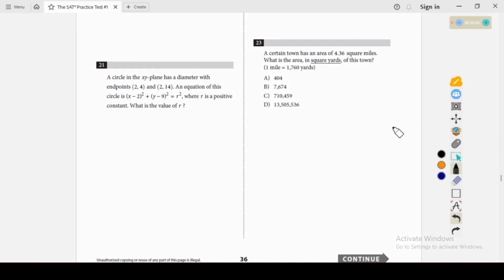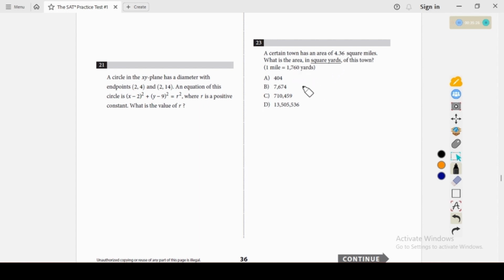In question number 23, a certain town has an area of 4.36 square miles. What is the area in square yards of this town, where 1 mile equals 1760 yards?